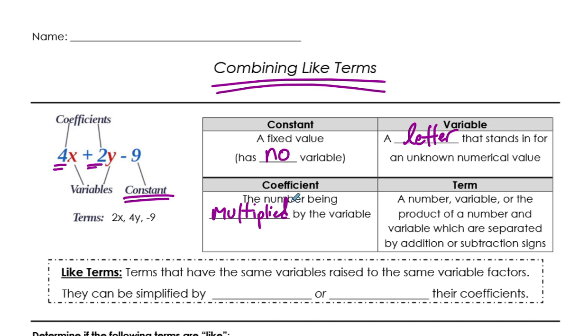It's a number being multiplied by the variable. We have 3 terms in this expression. That's one term, that's a second term, that's a third term. So when I say combining like terms, I'm looking for what of these are like terms, what is in common between these terms. Those are the terms that I'm allowed to combine. And the way we combine them is by adding and subtracting.